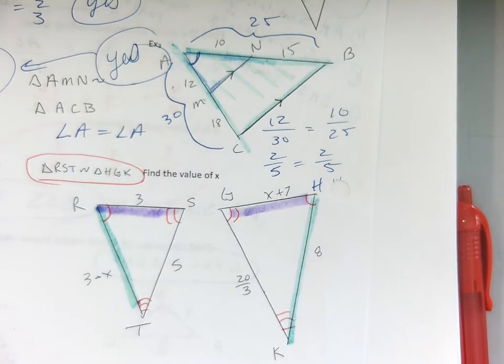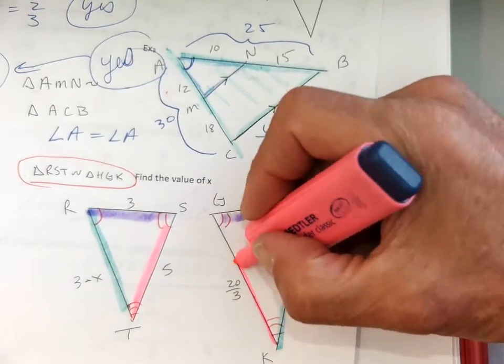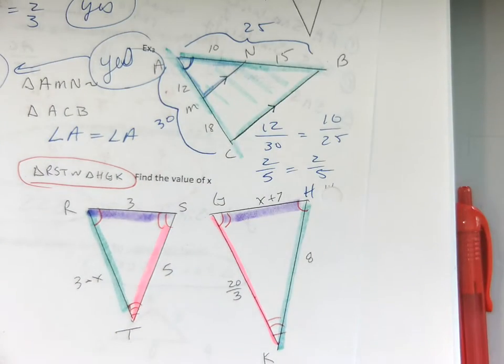I like the colors. Colors are nice, aren't they? And this side goes to this side. So they kind of turned around. One got flipped. You guys see how it got flipped?